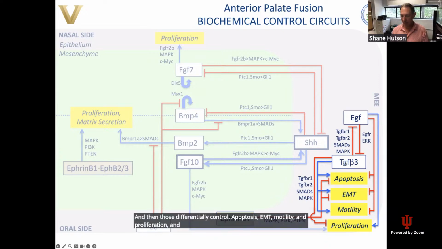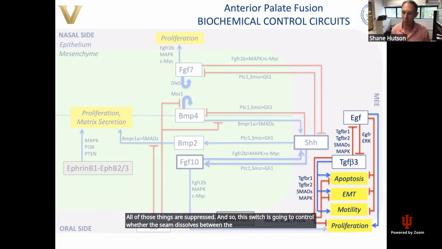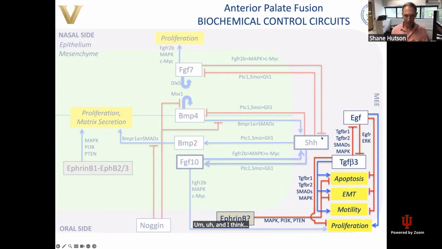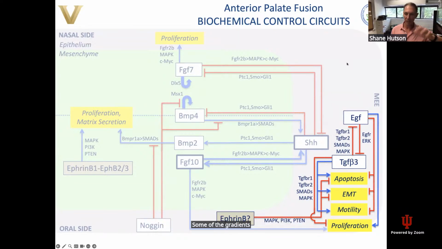And you'll notice that what happens is if TGF beta goes high, the cells in the seam, the epithelium, apoptose, undergo transitions to mesenchymal, and move a lot. But if EGF goes high, all of those things are suppressed. And so this switch is going to control whether the seam dissolves between the two palates as they approach one another. And I think there's other things that are in the model, but those are the really key parts of it. The other ones are really sort of to match some of the gradients we see oral to nasal within the palate shelves, but that's small details.